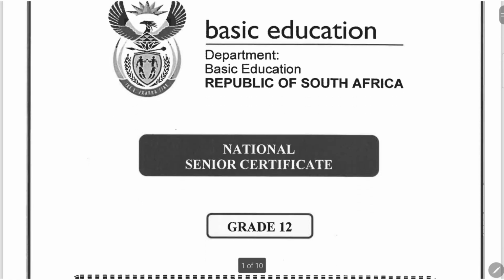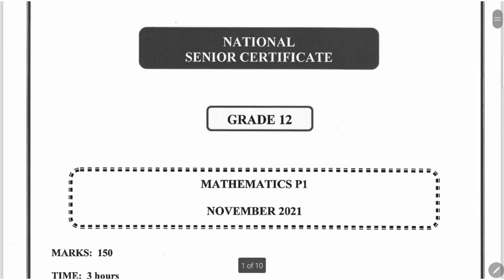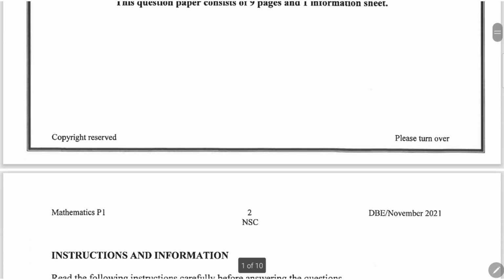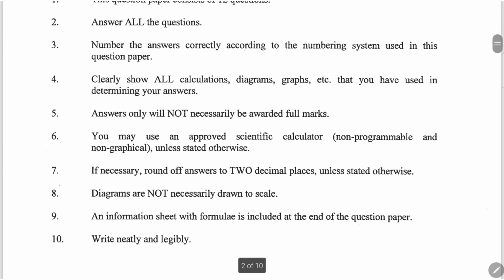In this video, we're going to be working on the Mathematics Paper 1 for November 2021. This paper is worth 150 marks and the time allocated is 3 hours. Looking at the instructions, make sure to round off to 2 decimal places unless stated otherwise, and the diagrams are not necessarily drawn to scale. You also have a formula sheet at the end of the question. With that being said, let's get into this video.